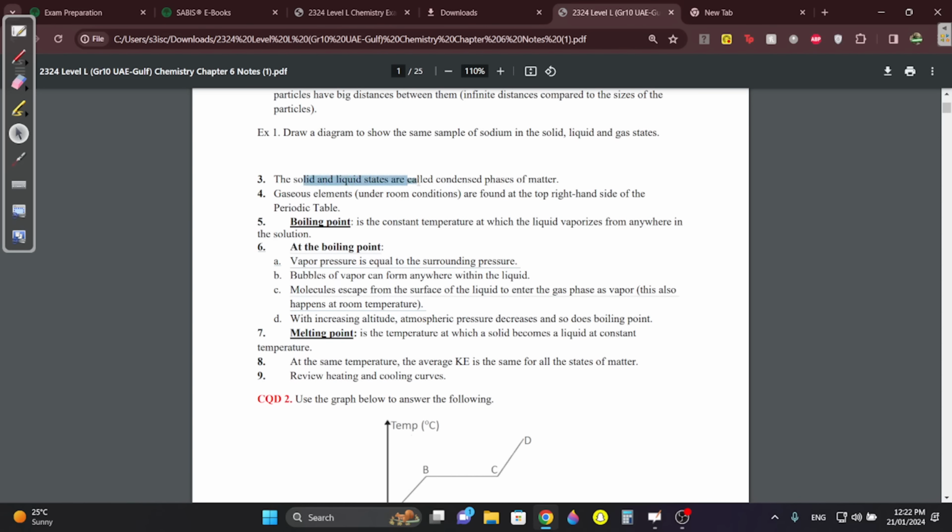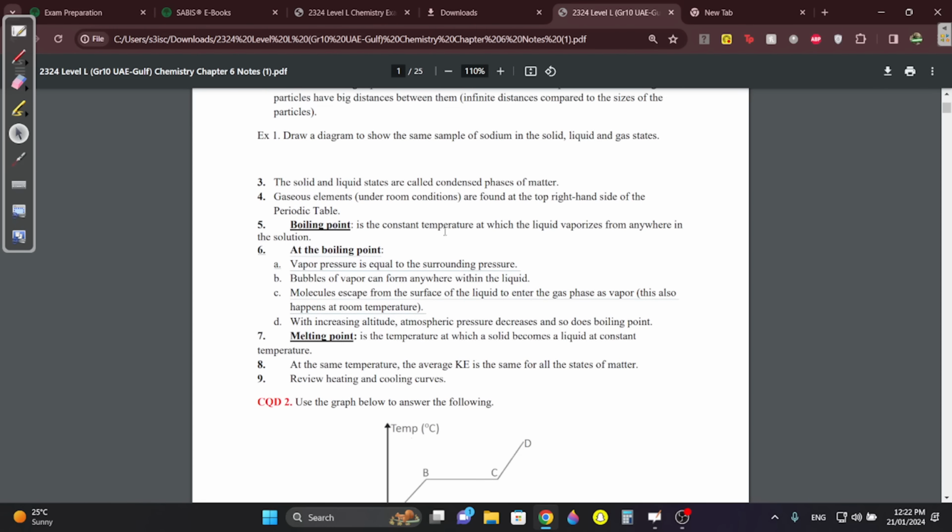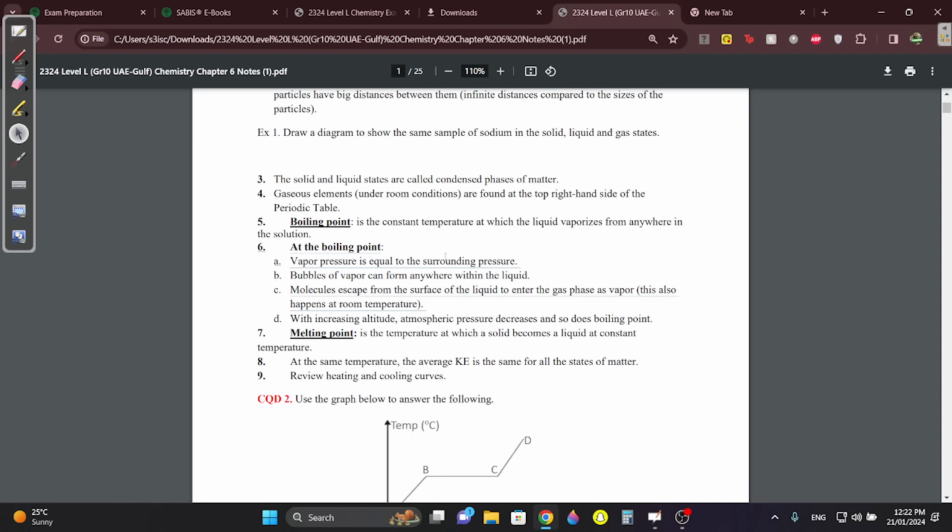The solid and liquid states are called condensed phases of matter. They don't ask this, but go over these. There's a lot of stuff here that isn't asked, but it's just information that is in the book. This is basically summarizing the book. Where am I? Four, gaseous elements are found on the top right of the periodic table.